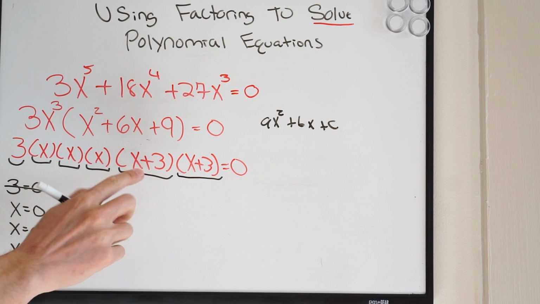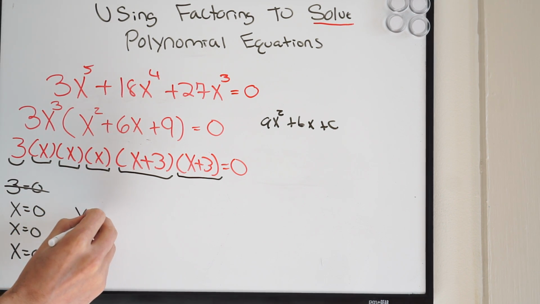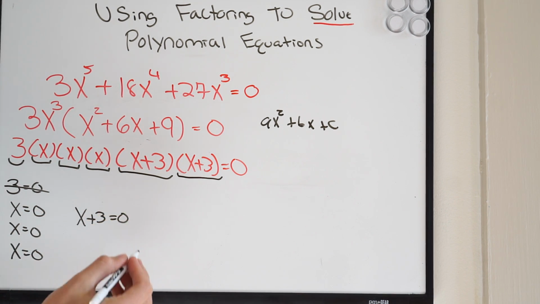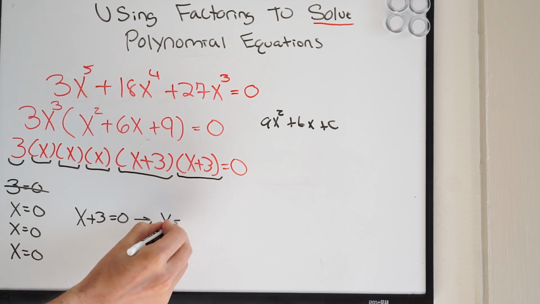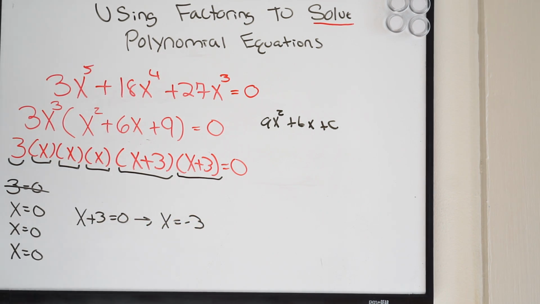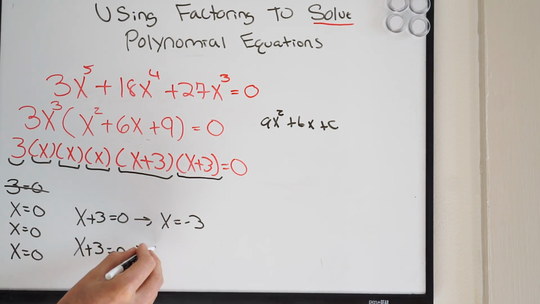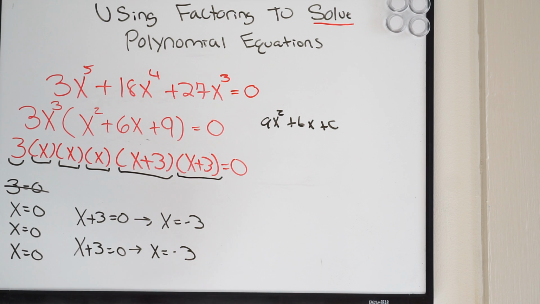Let's go into this one, x plus 3 equal to 0. Well, we know that's going to be x equal to negative 3. Next one, same thing, x plus 3 equal to 0, that will be x equal to negative 3. So when we look at this, we essentially only have two answers, negative 3 and 0. However, they're occurring multiple times. And when you have an answer occurring multiple times while solving a polynomial, that's called a multiplicity.